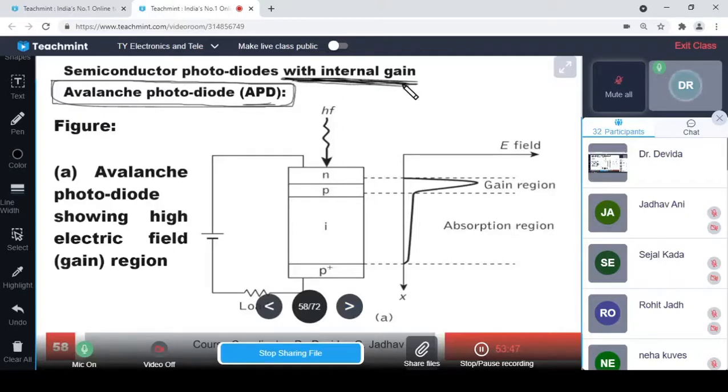So these are the constructional details. There is an N region and P region which makes the junction, which provides the gain region. The junction region has the electric field. The depletion region works as the gain region. And there is an intrinsic region which works as the absorption region, covering all the absorption region. There is a reverse bias. N is connected to the positive and P to the negative of the battery, and there is a load in the circuit. So this is the biasing of the avalanche photodiode, APD.